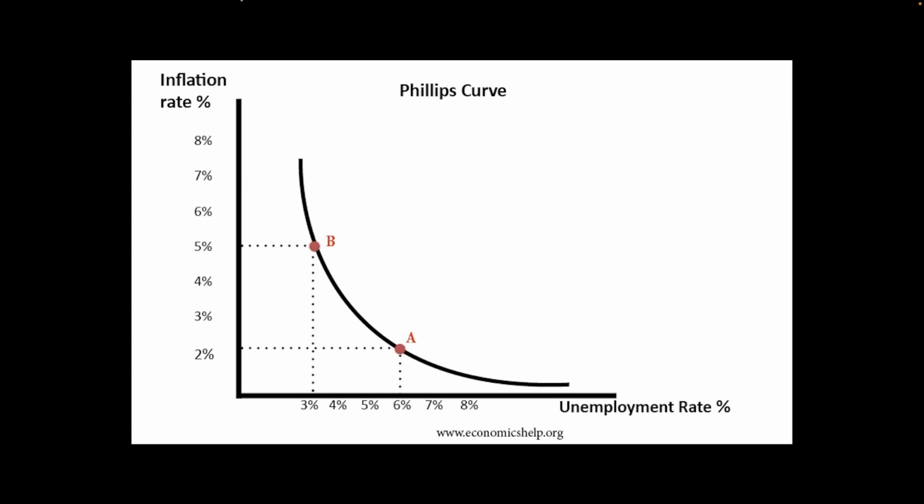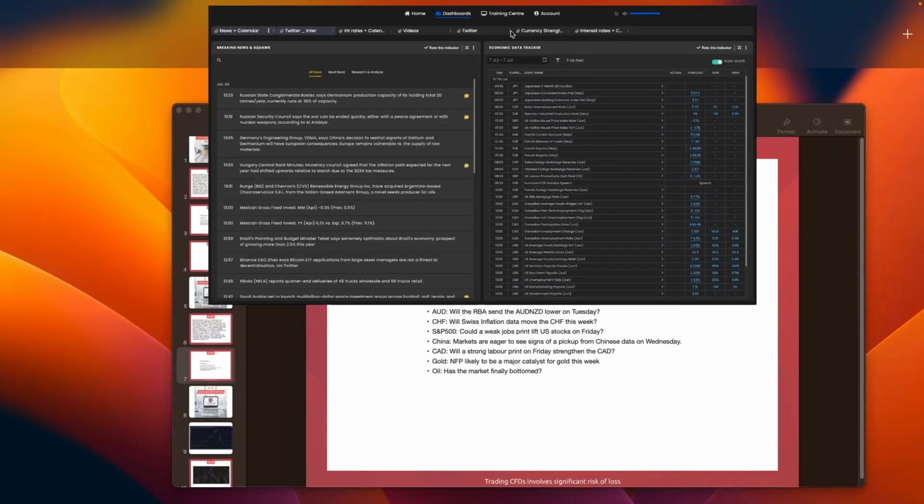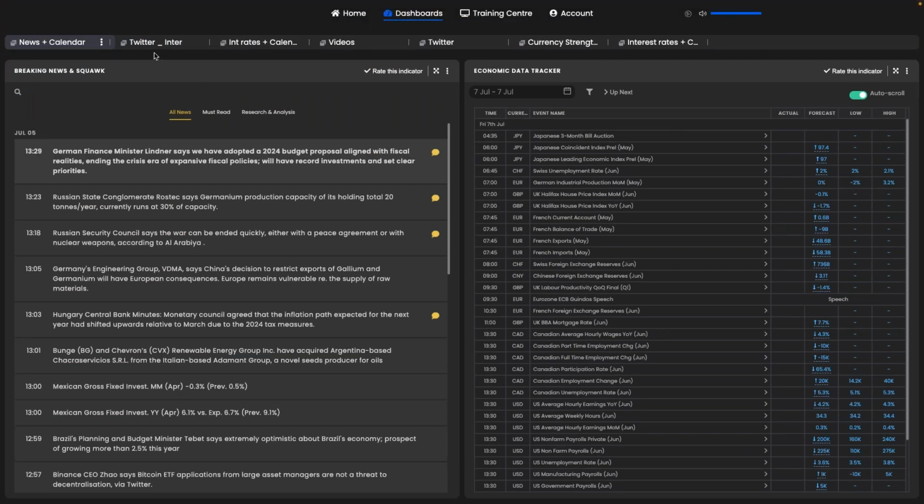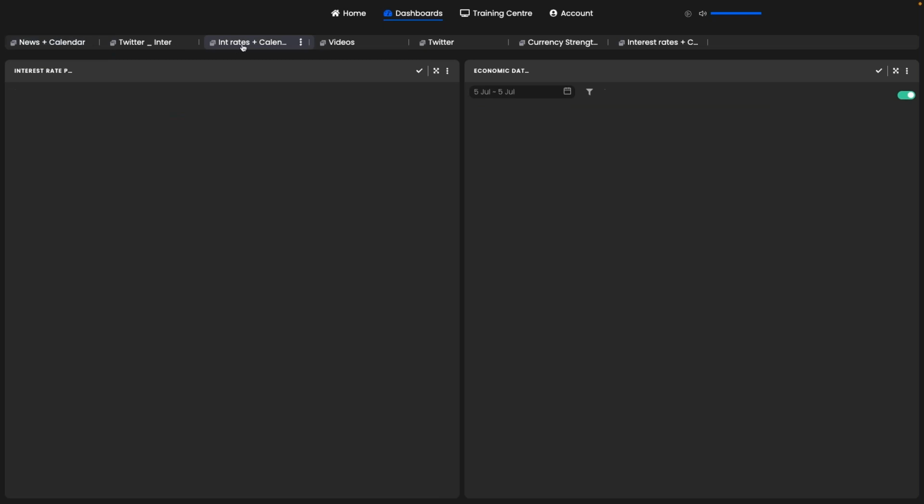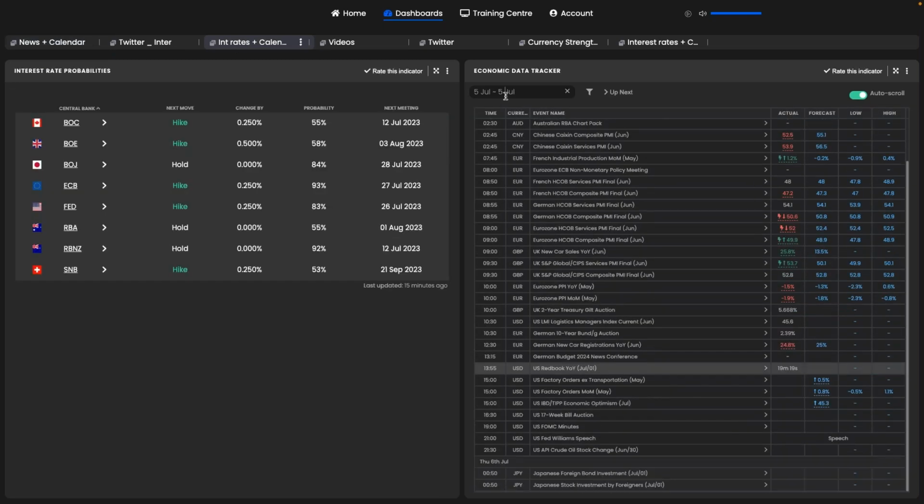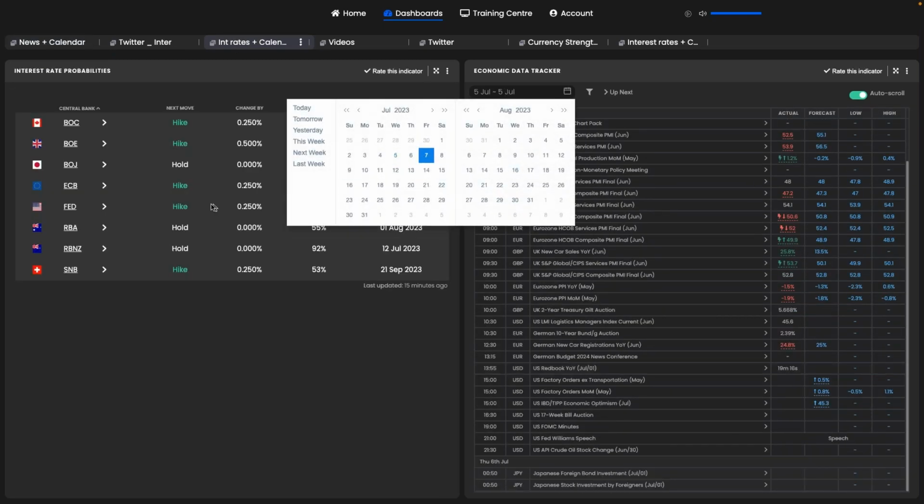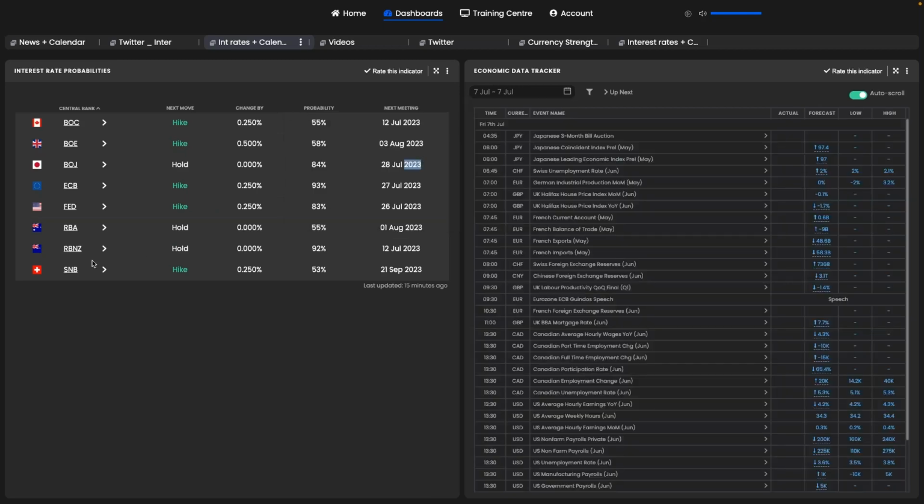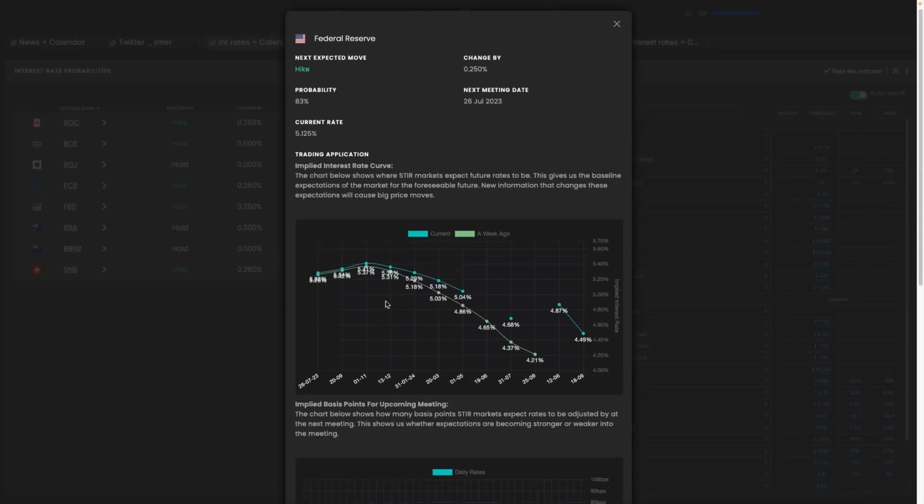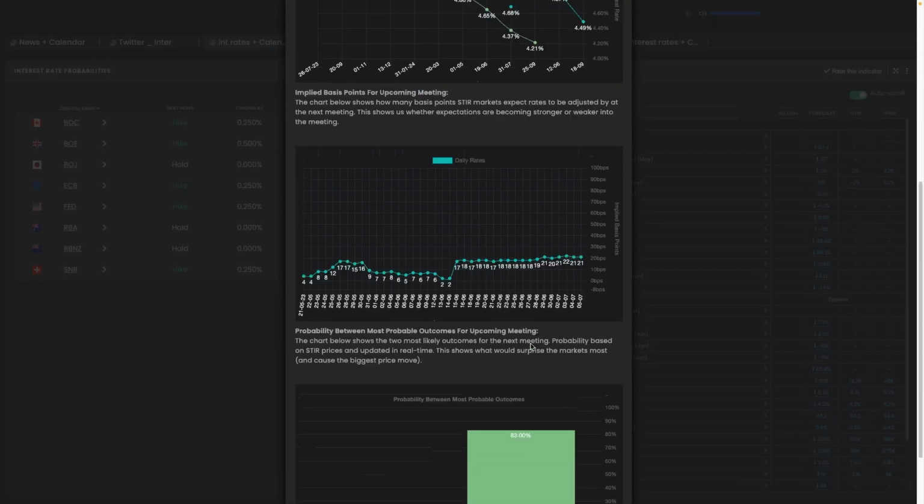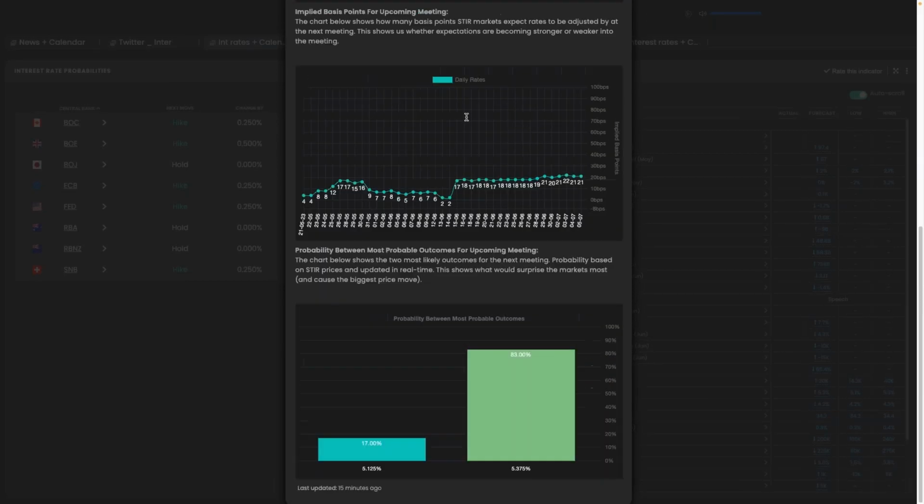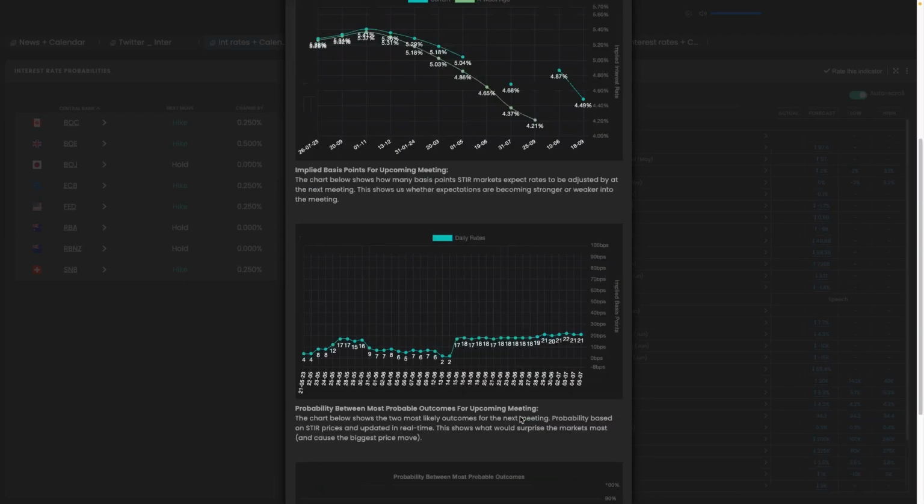Now, let me just show you here. Right now, where are we? If you just take a look at this, this is what's expected from the Federal Reserve when they meet on July the 26th. Markets are saying there's an 83% chance that they hike by 25 basis points, right?